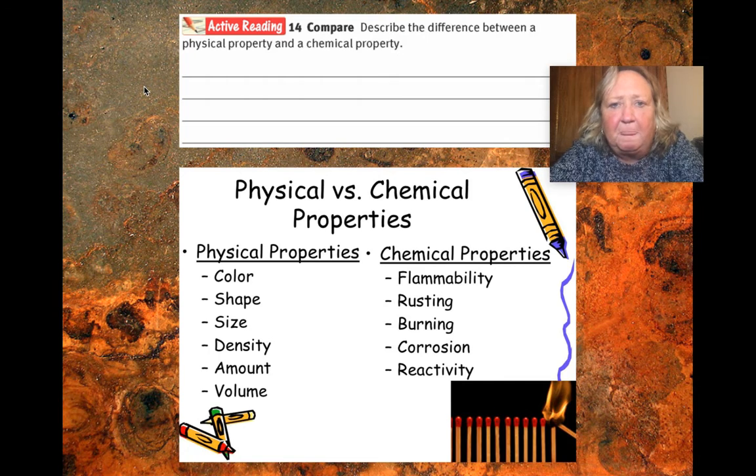And you will have this question a lot over the next week. Describe the difference between a physical property and a chemical property. So take a brief second, pause the video, jot it down, say it to yourself, say it to somebody at your house, but tell me the difference between a physical and a chemical property.